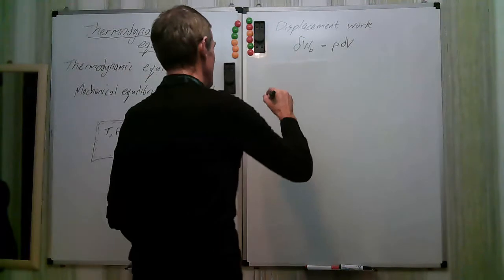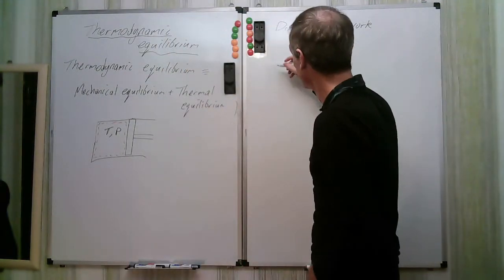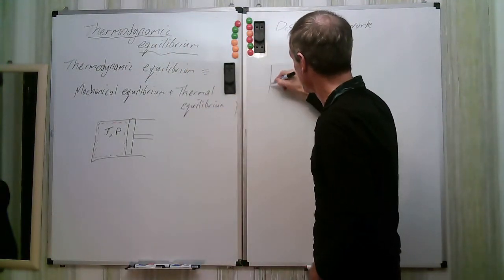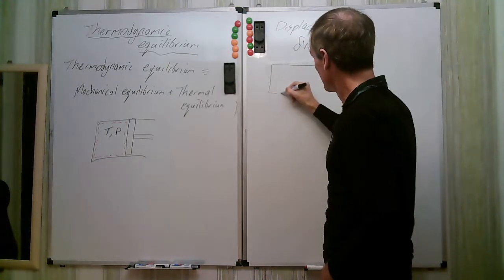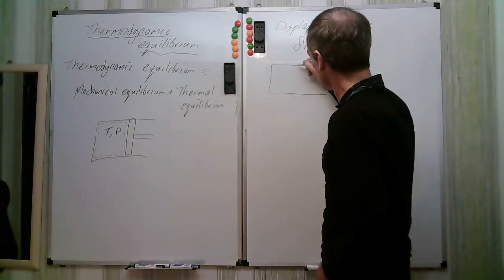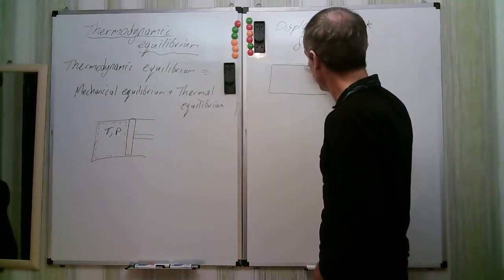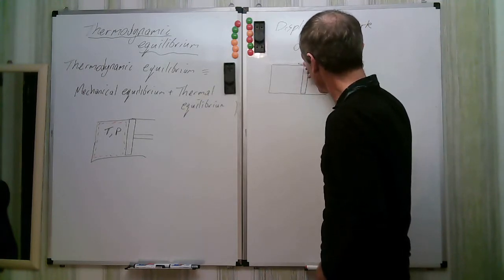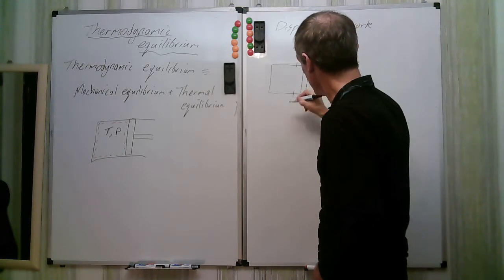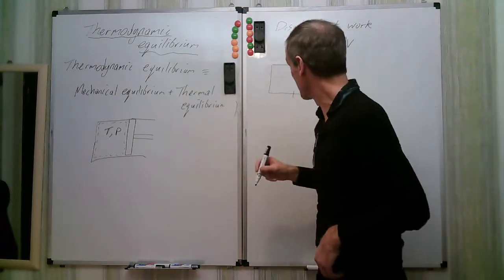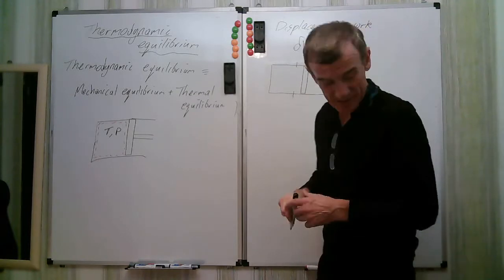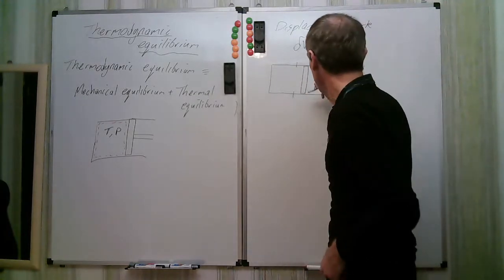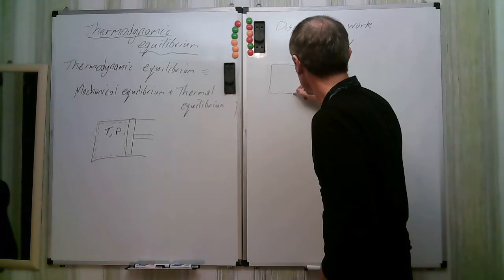Let's imagine again our little system here, where we've got our piston, and the piston has actually moved. So let's assume it was there at the beginning, and I'll draw that in dash. So the piston was here initially.